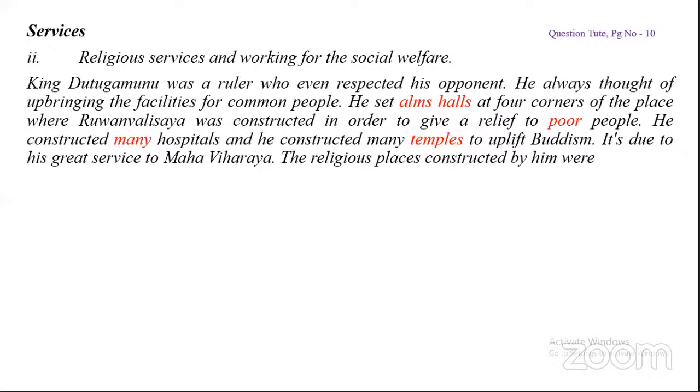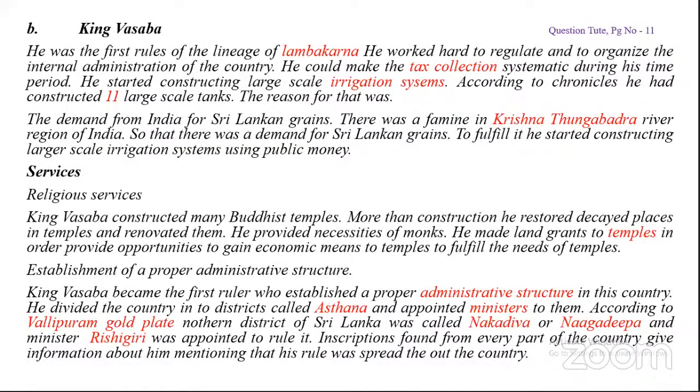Then the next person, Vasabha, the person who came second. Regarding Dutugamunu, a question came regularly. In every year, they have given one king out of these three kings to explain. So you can go through the past papers and see. Okay, so regarding Vasabha, this is the answer.